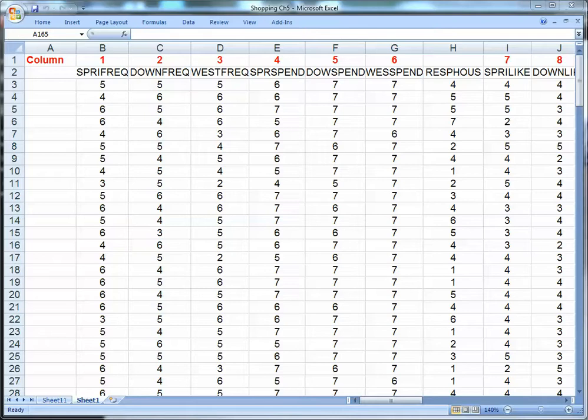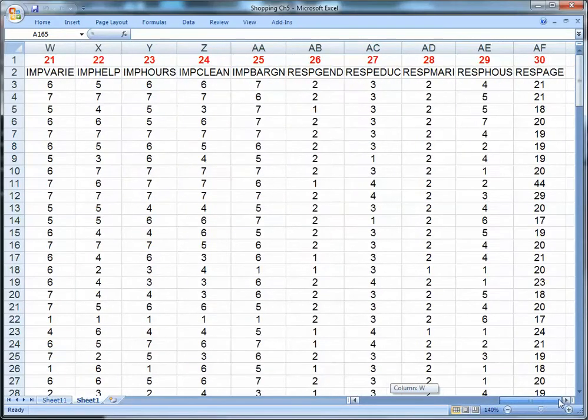In problem 2, you were asked to look at the spending habits of females. Well, females, we've got a gender column, right? Let's see, where is it? It's way over here at the right.